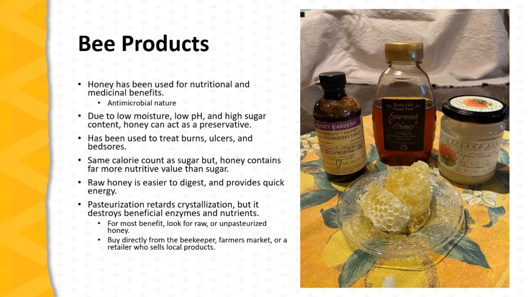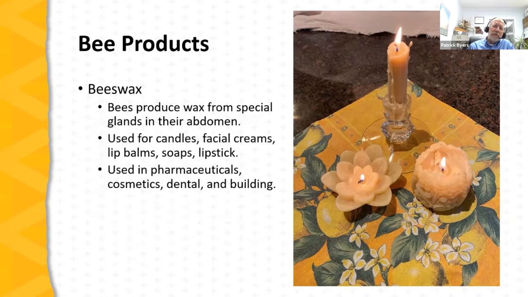Another important bee product is beeswax. Bees produce wax from glands in their abdomens. Particularly with newly established colonies and swarms, they can produce large quantities of wax in a fairly short period of time. And obviously, when we think of beeswax, we think of candles, but beeswax is also used in facial creams, lip balms, soaps, lipsticks, various other cosmetics, and it has a use in pharmaceuticals.